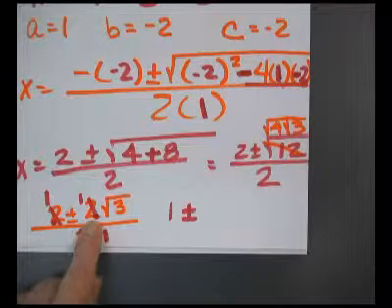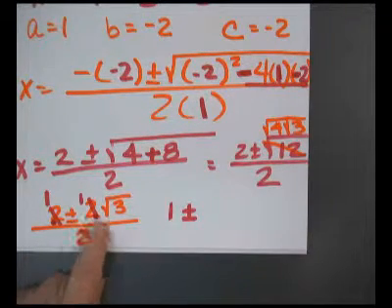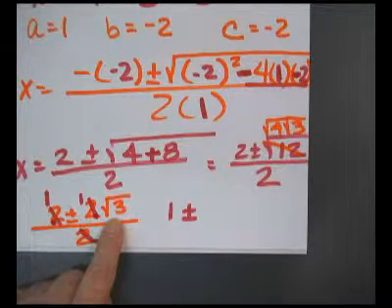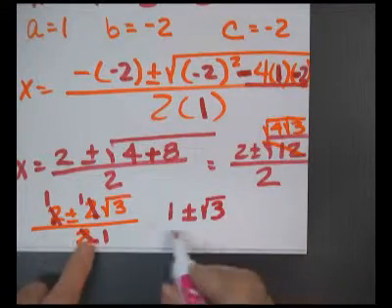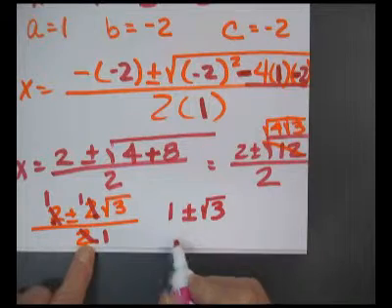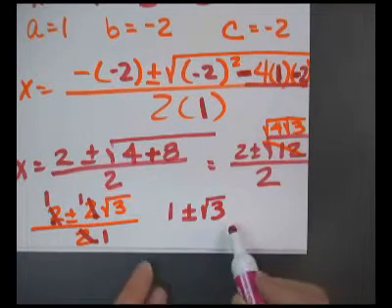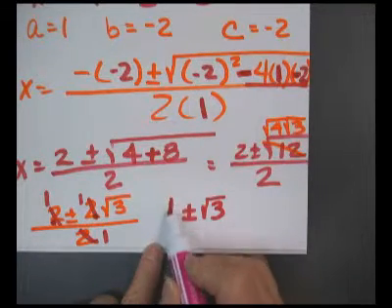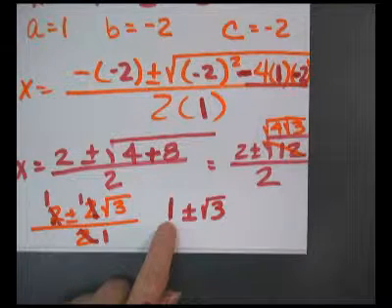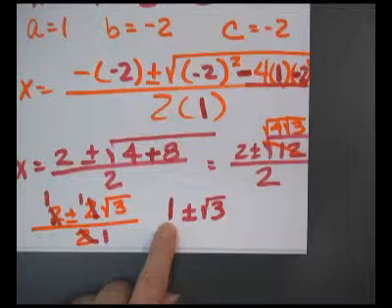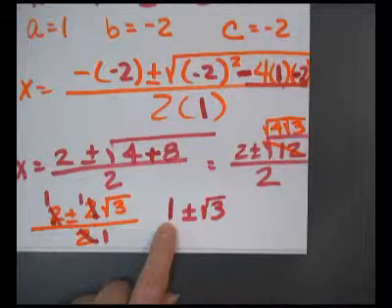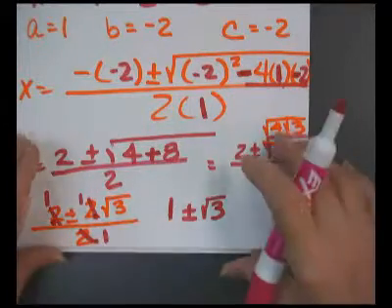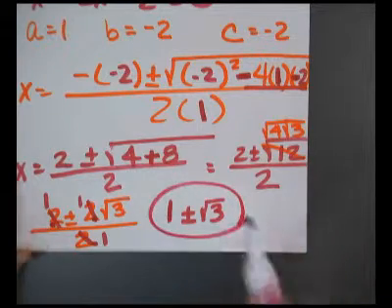This one, is that necessary? 1 times square root of 3? No. You don't need this one there. Do you need the one on the bottom? No. Over 1 is the same as just this. You do need this one though. You have to have that one. Because 1 plus square root of 3 is not the same as just square root of 3. That's your answer.